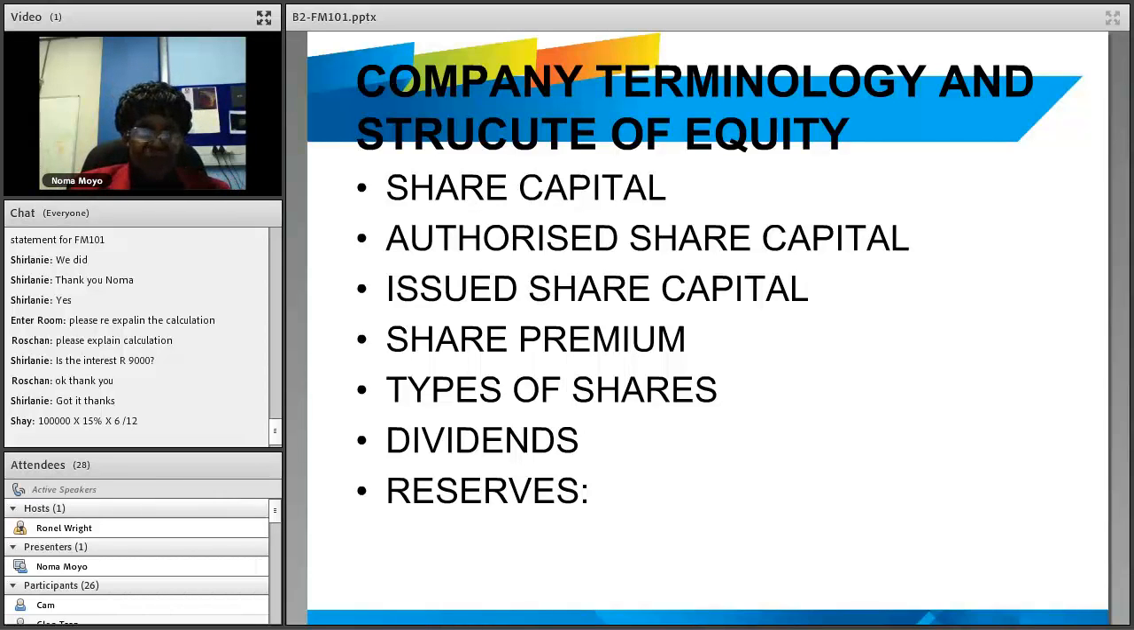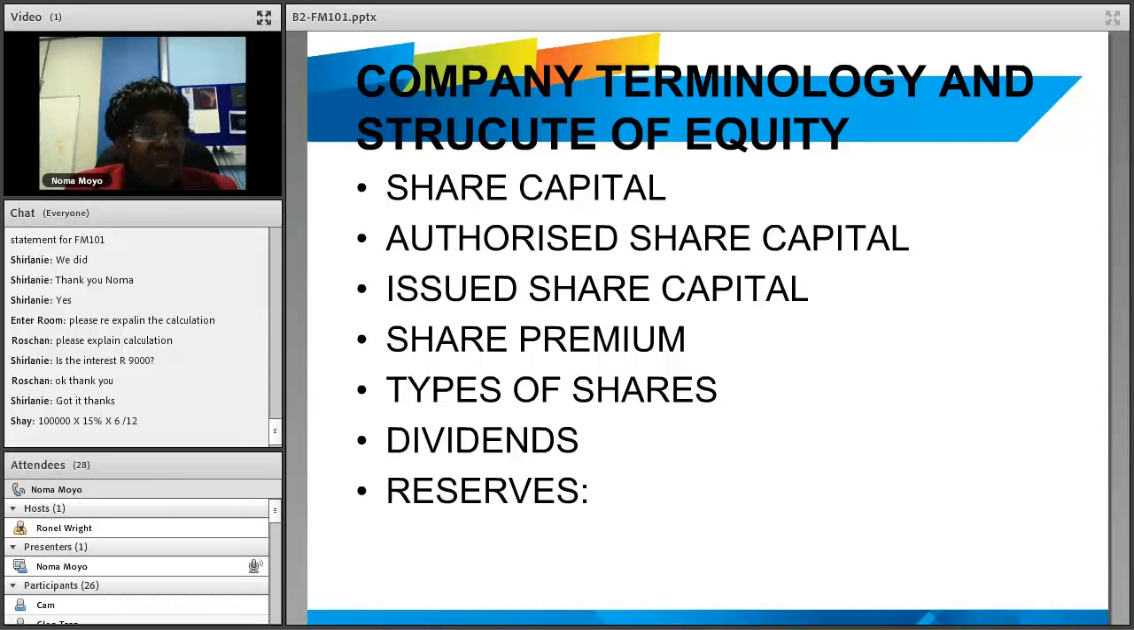Share premium. Shares have what is called a nominal value, although now they sell them without a nominal value, which is called a par value. If a share was selling for 100 rands each, and the company is doing so well that the shareholders are getting so much dividends, and obviously the market price is going to go up. The law of supply and demand. People are going to need those shares.